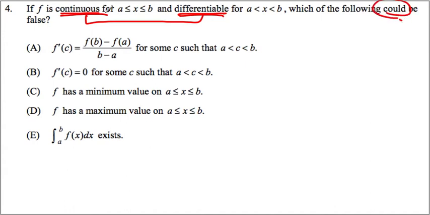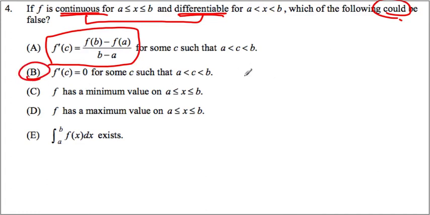Now, if it's continuous and differentiable, what does this mean? This means the mean value theorem. Is the mean value theorem guaranteed? Yes, it is. Now, if f prime of c is equal to 0, does it have to be that there is a point where the slope is equal to 0? In fact, this could be false.